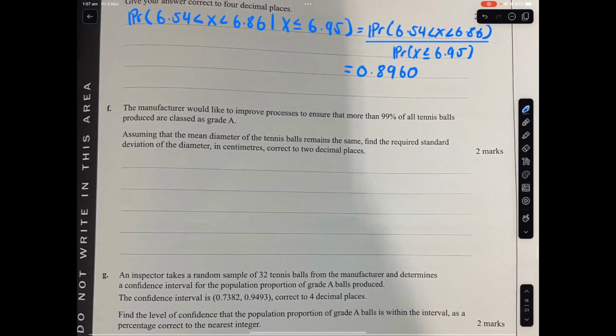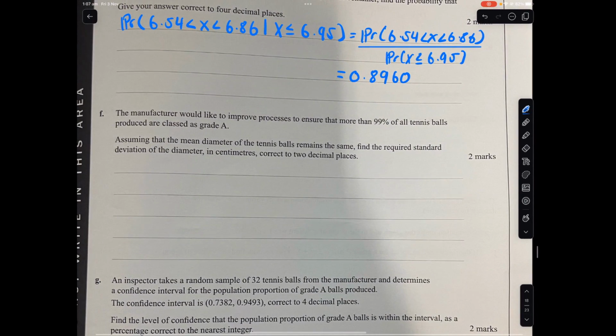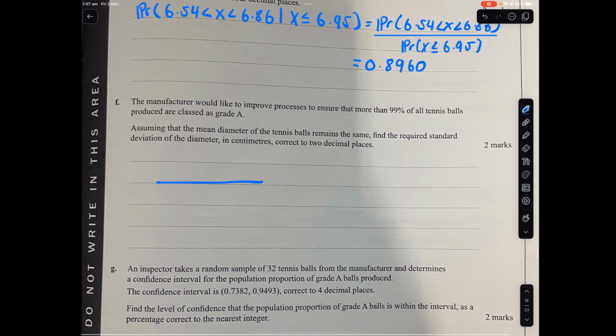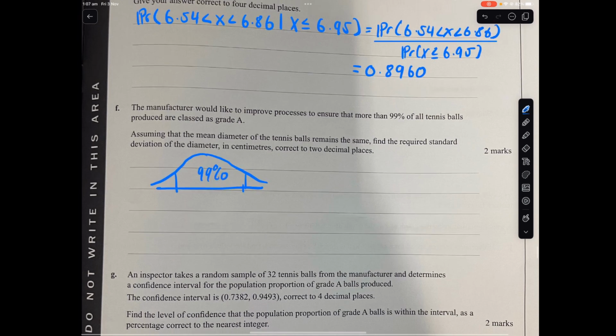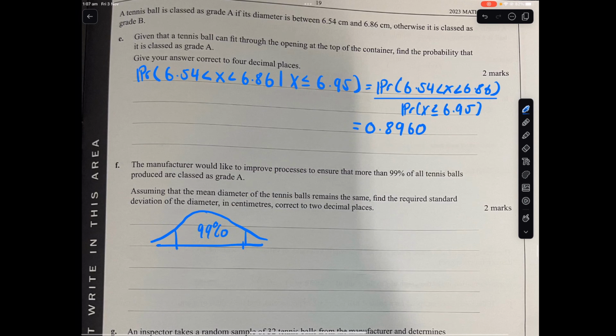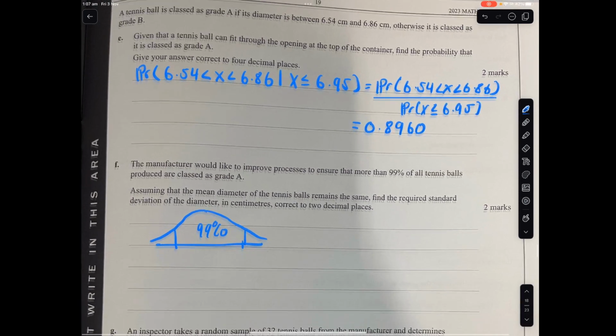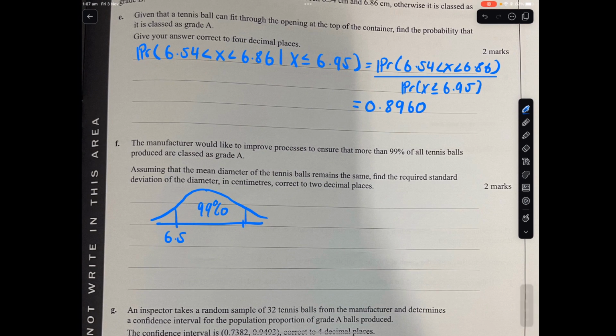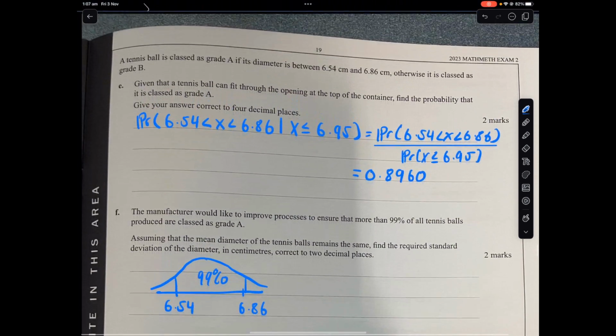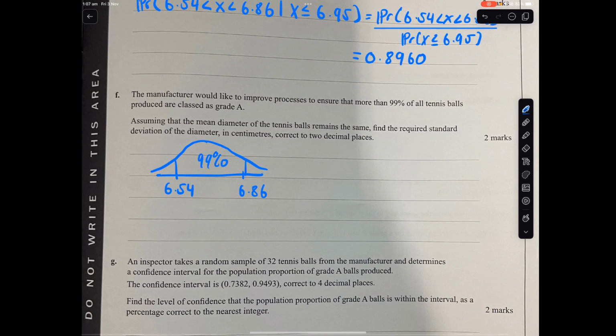And we know, okay, so what we're saying is, if I just draw a diagram here, if we want 99% of them to be between 6.54 and 6.86, yeah? It has to be between those two. All right, and we don't know the standard deviation.